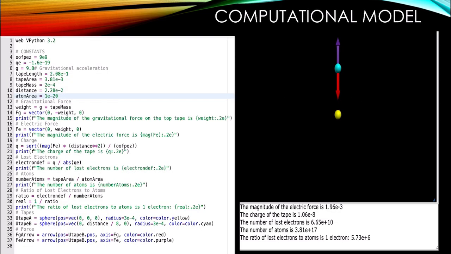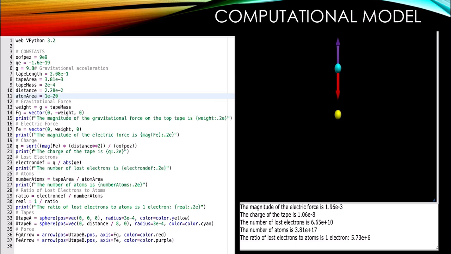Moving on to the computational model, all code was inputted into GlowScript. For the computational model, I incorporated Coulomb's constant, the acceleration due to gravity, the tape length, the tape area, the tape mass, the distance between the two tapes, and the charge of an electron.